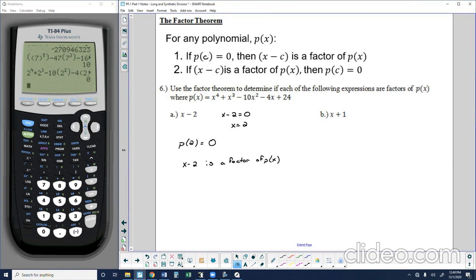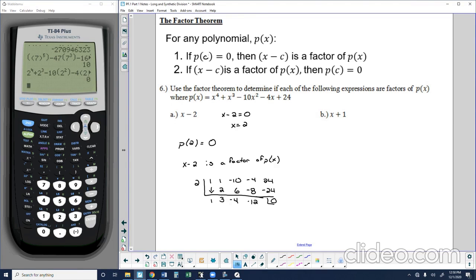Now, if I wanted to know what the other factor would be, I can do synthetic division. My zero we already found was 2. My coefficients are 1, 1, negative 10, negative 4, and 24. I'm going to complete the process of synthetic division by adding down the column, multiplying by the divisor, and putting that result in the next column. So 2 times the 3 is 6. Negative 10 plus 6 is negative 4. 2 times negative 4 is negative 8. Negative 4 plus negative 8 is negative 12. Negative 12 times 2 is negative 24. And then my remainder is 0, like expected.